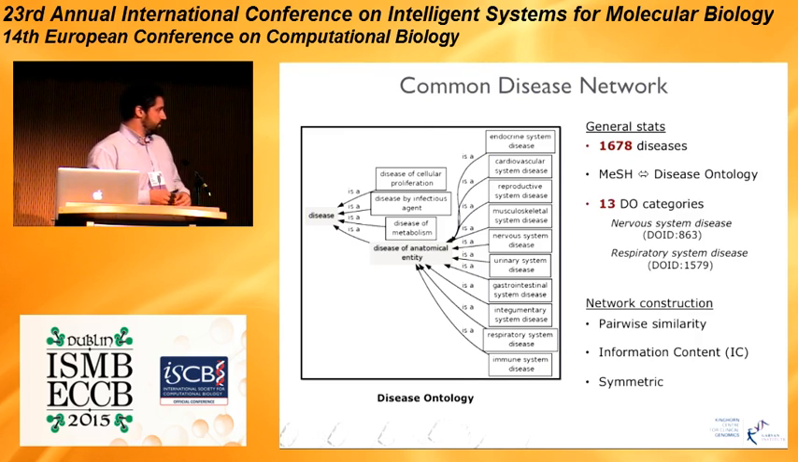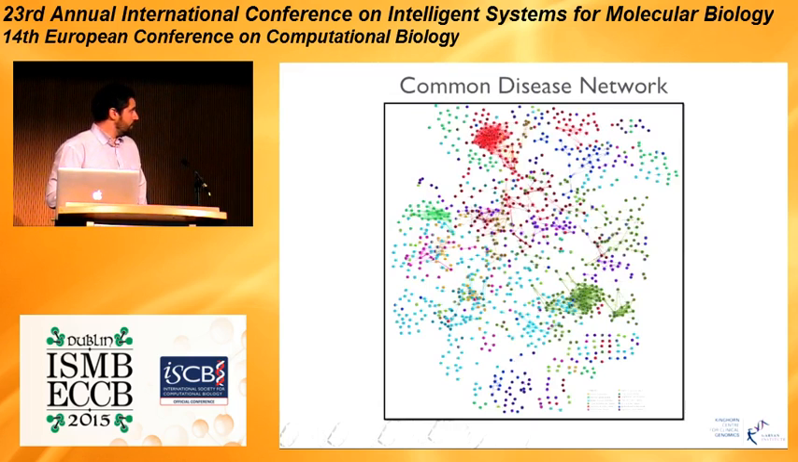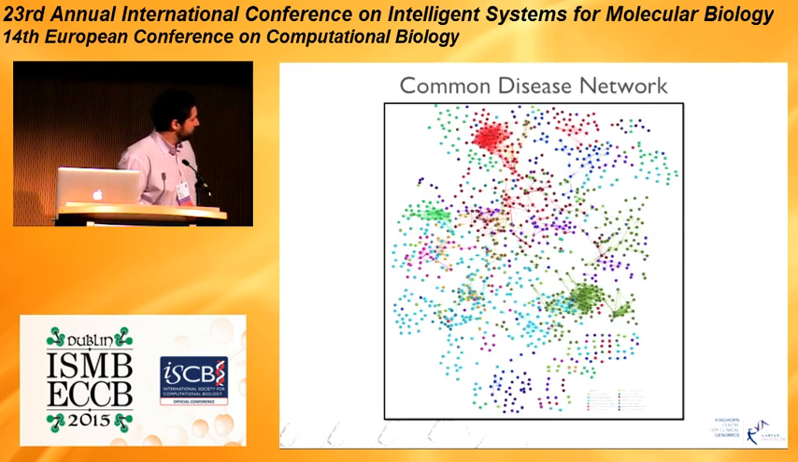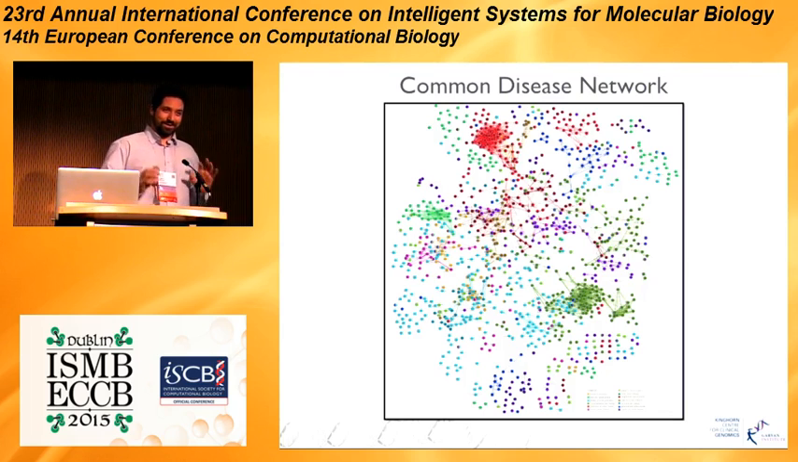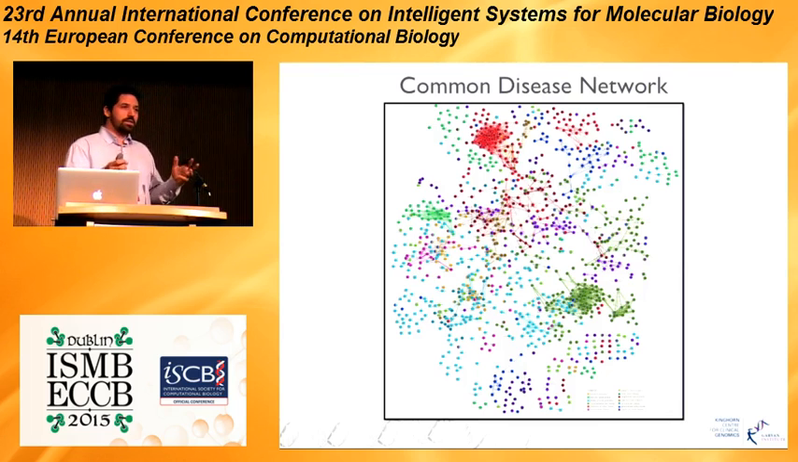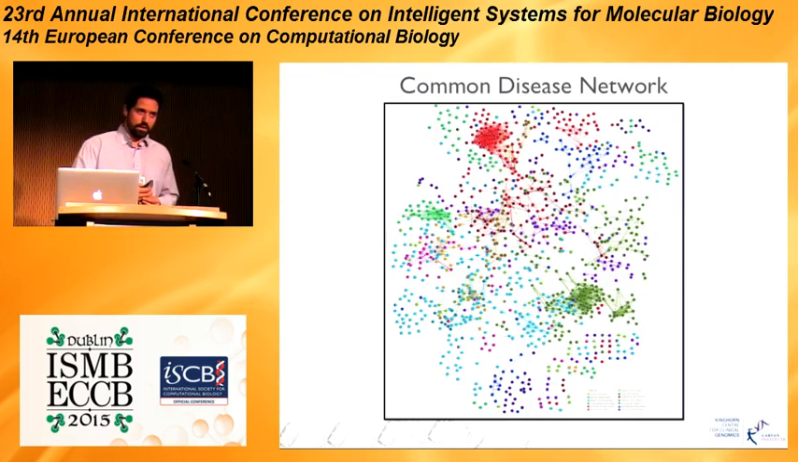The way in which we constructed the network, again very briefly, was that we used the information content of the terms to compute the pairwise similarity and to cluster them, and this pairwise similarity was symmetric. Now this is the outcome. Quite a pretty picture. I love network pictures because usually they're so colorful. Obviously the results were far from perfect, but there were some interesting insights we were able to come up with.